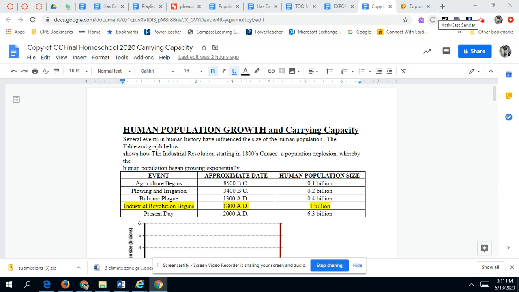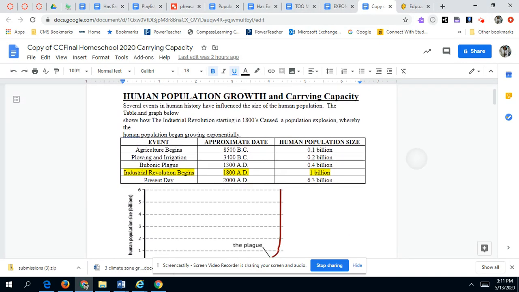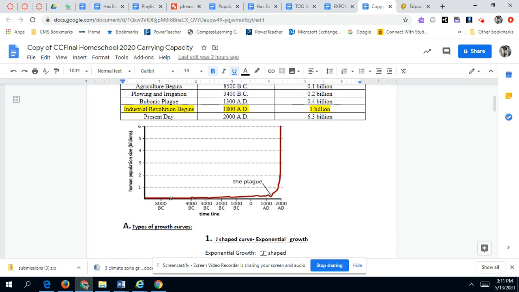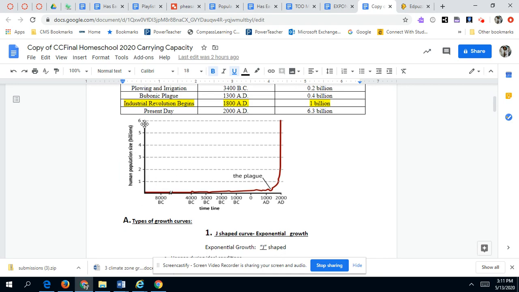Hey class, today in the Zoom lesson we talked about human population growth and carrying capacity. We started off looking at this chart, which shows several events in human history that have influenced the size of the human population. The table shows that, going right down to the Industrial Revolution, the human population all of a sudden started to increase. We can see that in a J-shaped curve.